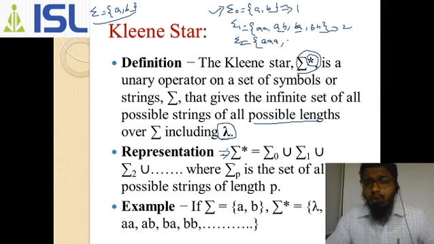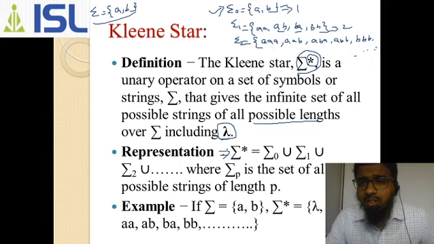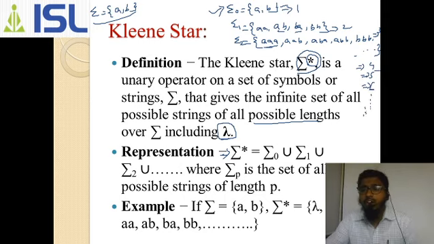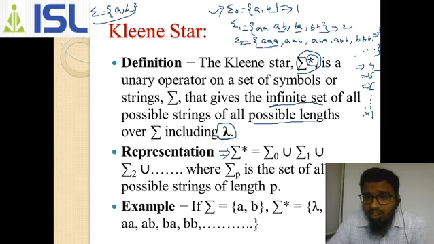Now sigma 2 is equal to a, aab, aba, abb, bbb, and so on. What is the length here? This is 3. Like this 4, 5, 6, and so on, infinite. So this is the infinite set of all possible strings of all possible lengths. Whatever the possible length, like 1, 2, 3, 4, any possible length we can get.